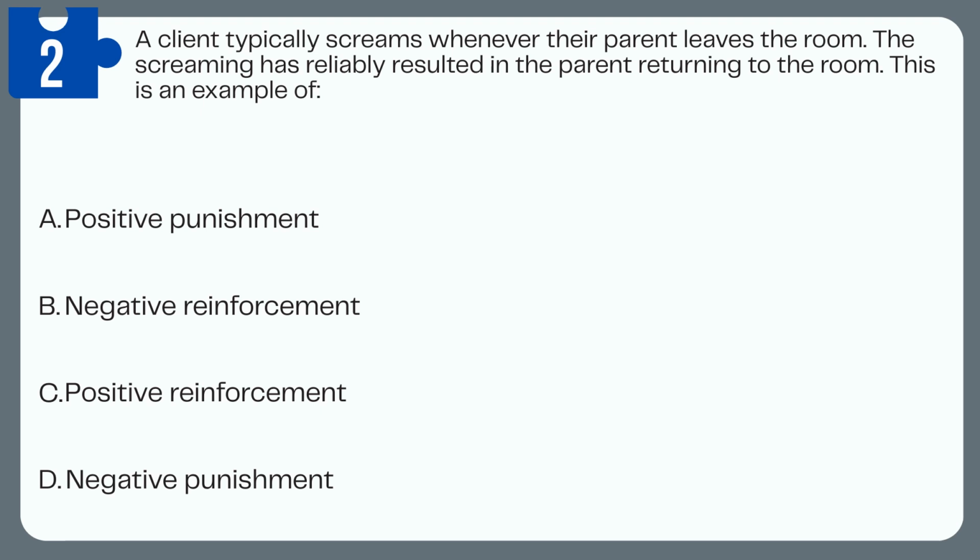Question 2. A client typically screams whenever their parent leaves the room. The screaming has reliably resulted in the parent returning to the room. This is an example of A. Positive punishment. B. Negative reinforcement. C. Positive reinforcement. D. Negative punishment.